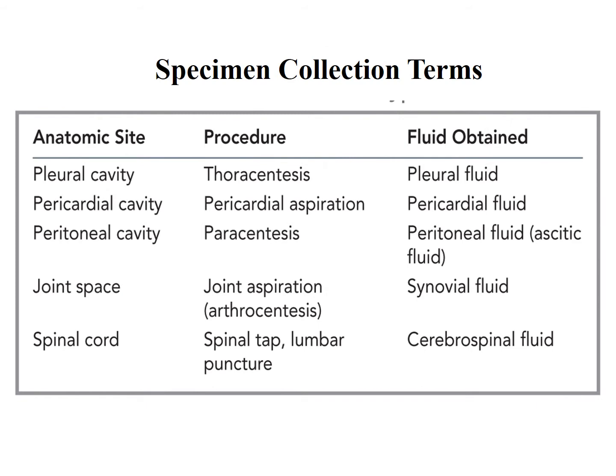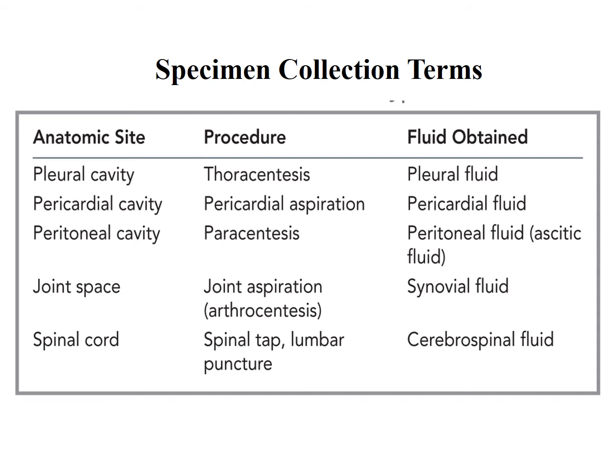Now with these types of specimens you will get in the lab, you will have to know which anatomical site they came from, the procedure for each site, and the fluid's name obtained within each of the categories. We've talked about CSF before, and you know that CSF is obtained by a lumbar puncture or spinal tap. And we'll talk about synovial or joint fluids in the next chapter.